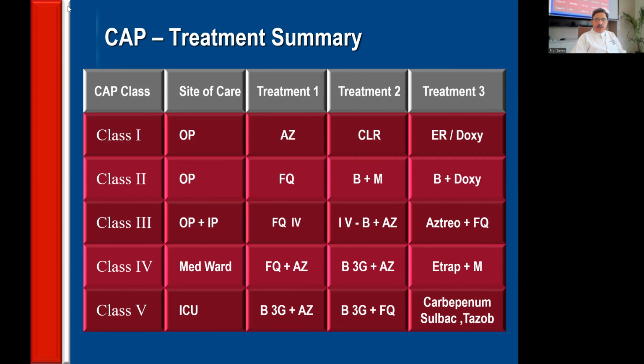Class 4, you have to admit him under the medical ward: fluoroquinolone plus azithromycin, third generation beta-lactam plus azithromycin, ertapenem plus macrolide, any one of the combinations. The preference is: first line is first preference, second line is second preference, third line is the third. And those in the ICU: third generation beta-lactam antibiotic with azithromycin, fluoroquinolone, and in case of Pseudomonas, carbapenem, sulbactam, or tazobactam. In case of methicillin-resistant staphylococci, CA-MRSA, you have to use vancomycin and linezolid.